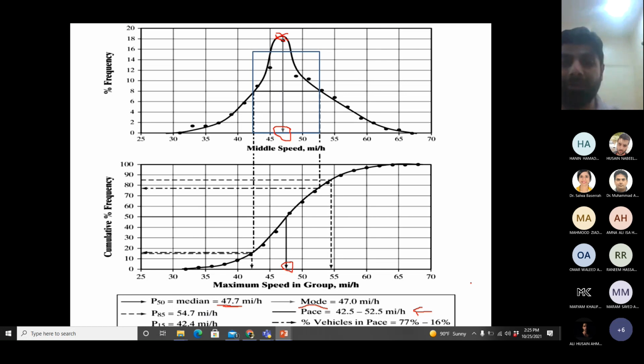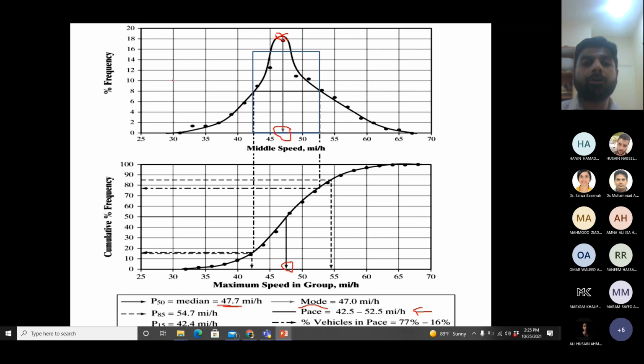Now the method is graphical, so pay attention. I don't know any mathematical way to find out the pace. I have never seen it in any book. So you need to pay attention because there will be no equations. If you are relying on, I will sleep now and later on see the equations, there are no equations. Pay attention here.